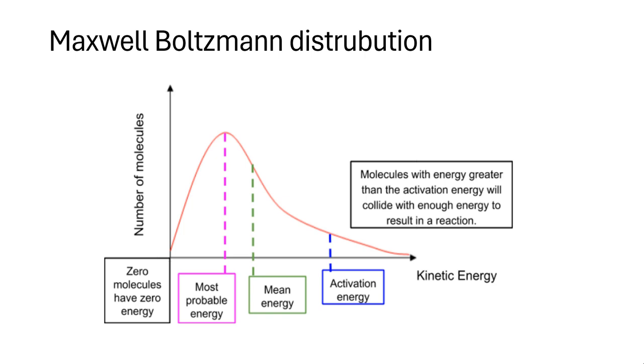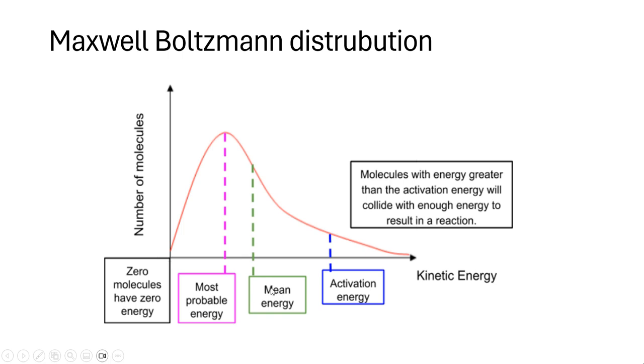The most probable energy is the top of the graph. The x-axis is kinetic energy, so the higher up you go on the x-axis, the more energy there is. The higher up you go on the y-axis, the more molecules. Around this energy where my mouse is is the most probable, because that's where the most molecules are. Most molecules are at this energy.